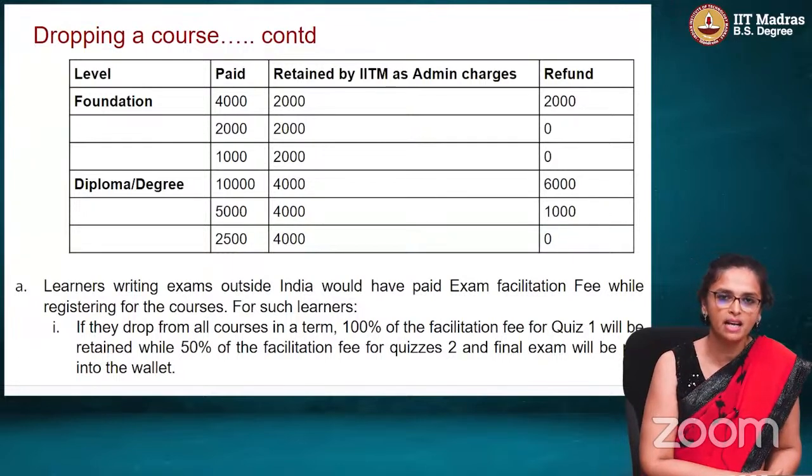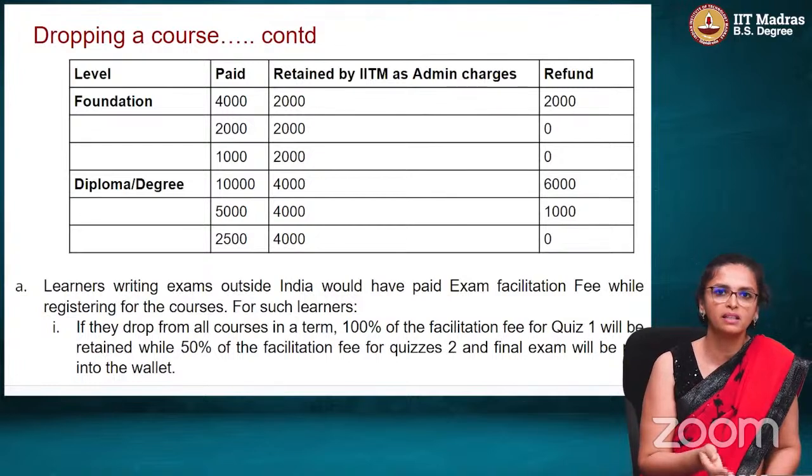For learners writing exams outside India, either at centers or remote proctored, you would have paid an additional exam facilitation fee for doing the exams. So for all such learners, when you drop from courses in the 3-day window after 28 days, 100% of the facilitation fee for quiz 1 will be retained by us because we would have done all arrangements by then for you to write quiz 1, and 50% of the facilitation fee for quizzes 2 and 3 will be put back into the wallet.